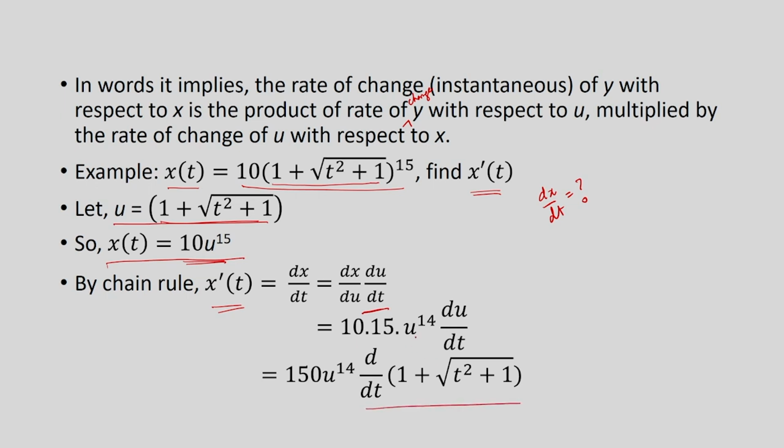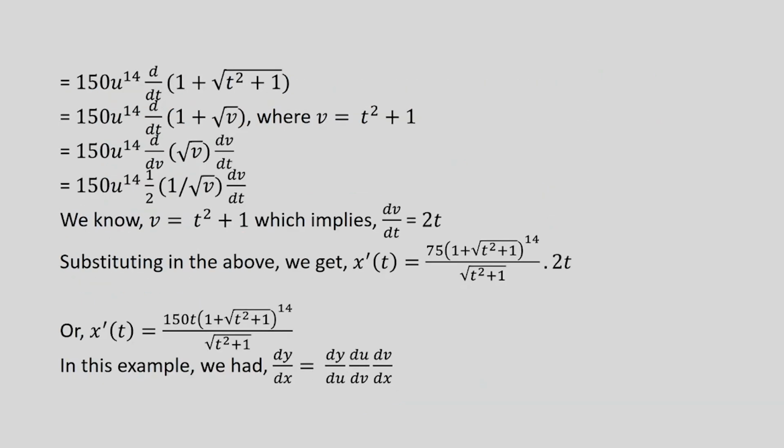We have just substituted the value of u from here, right. u was assumed to be this. So, I am using that expression of u, which is 1 plus root over t square plus 1, that we have to differentiate with respect to t, and this is preceded by 10 multiplied by 15, which is 150 multiplied by u to the power 14.